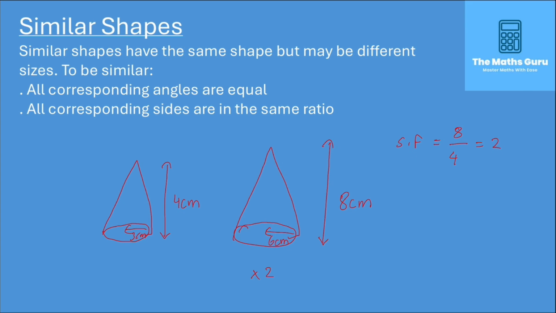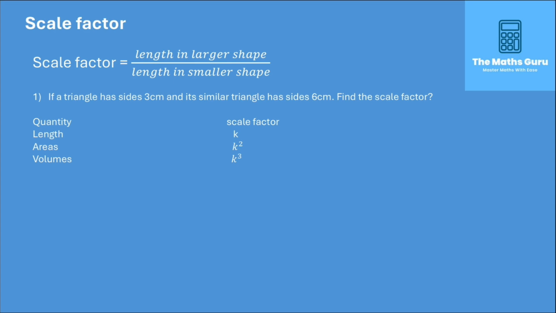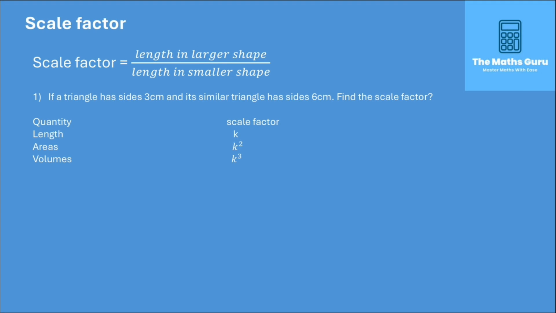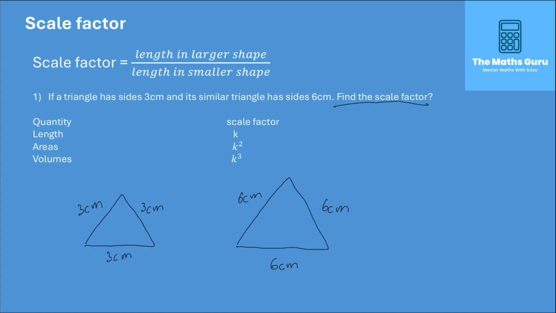Okay, moving on. As I said, the scale factor is the length in the larger one divided by the length in the smaller one. So if a triangle has sides 3 centimeters, and a similar triangle has sides 6 centimeters, 6 centimeters, and 6 centimeters, and this one is 3 centimeters, 3 centimeters, and 3 centimeters, find the scale factor. So we do 6 divided by 3, as in the larger shape divided by the smaller shape, and we get the scale factor to be equal to 2.